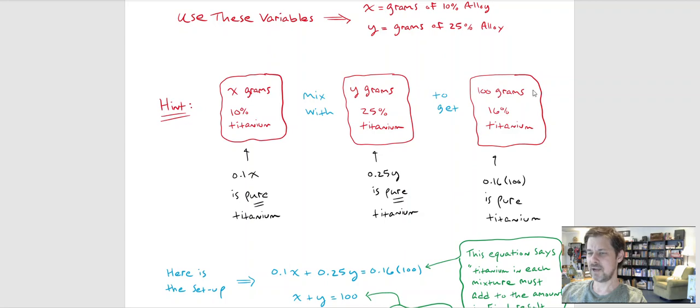So I diagrammed it like this. I'm going to mix this and this together, and I'm going to get this. X grams of a 10% alloy. I don't know how much of this particular alloy I'm going to use. That's the entire question. And Y grams of a 25% alloy. I say Y because I don't know how much of this one. But I'm going to get exactly 100 grams, and it will be 16%. So we get two equations out of this block diagram.